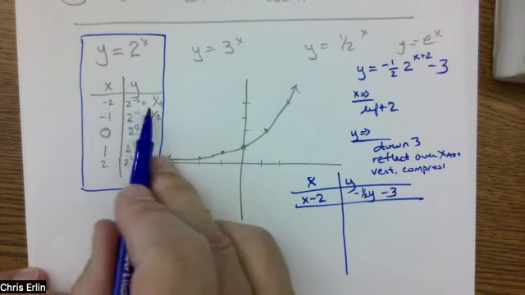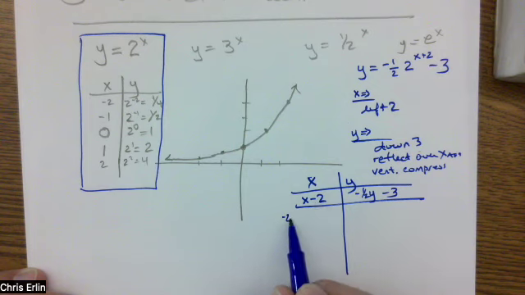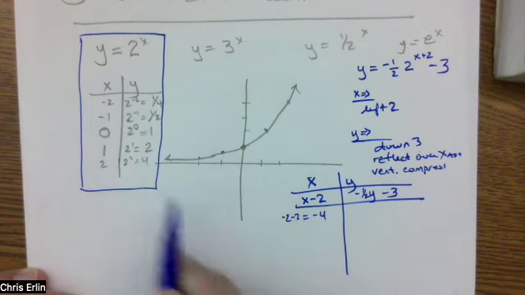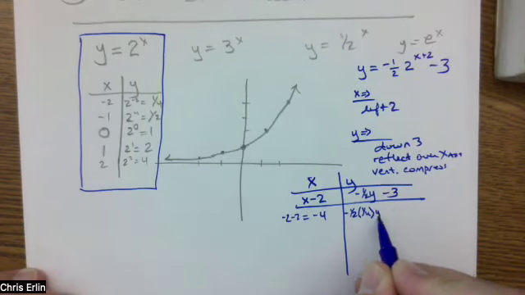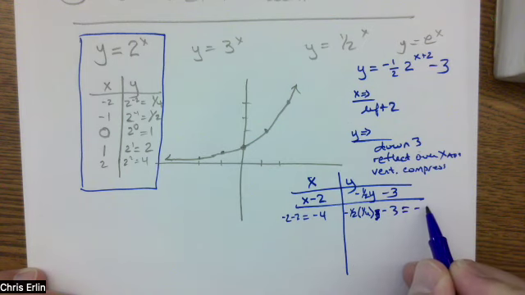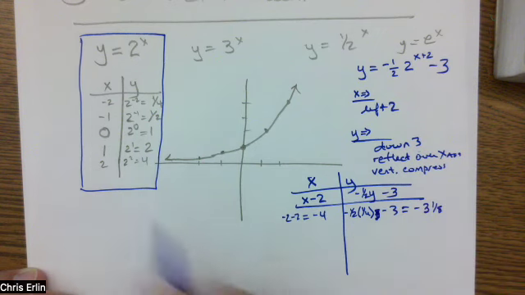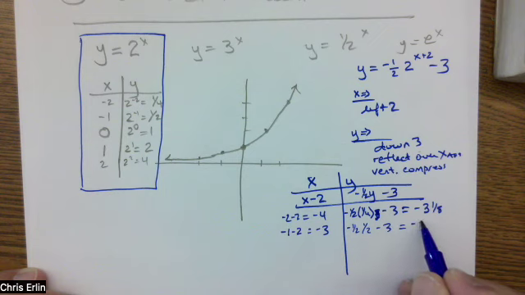Instead of the point -2, 1/4, I'm going to take my x value and subtract 2. So -2 minus 2 is -4. And then -1/2 times 1/4 minus 3 is -3 1/8. And then I'll do it for -1. -1 minus 2 is -3. -1/2 times 1/2 minus 3, -1/4 minus 3 is -3 1/4. Then I'll do it for 0.